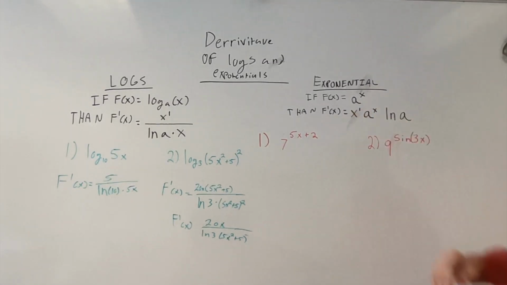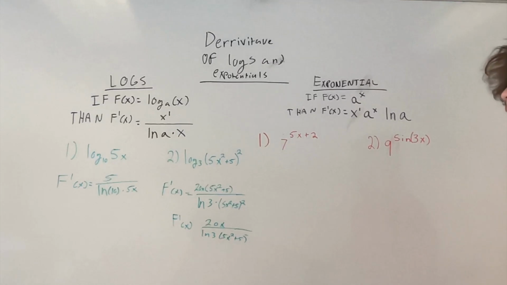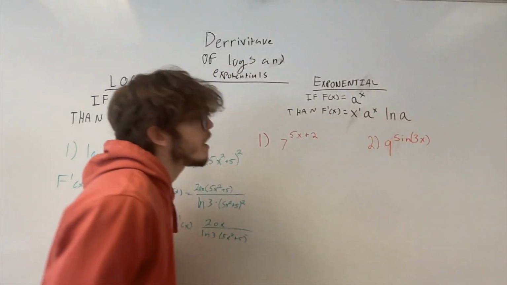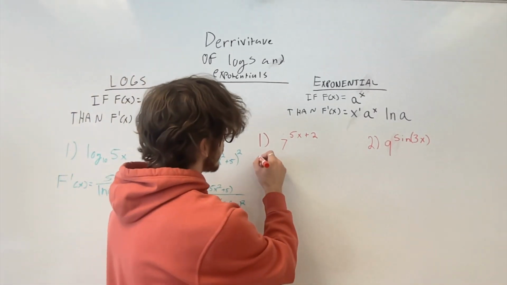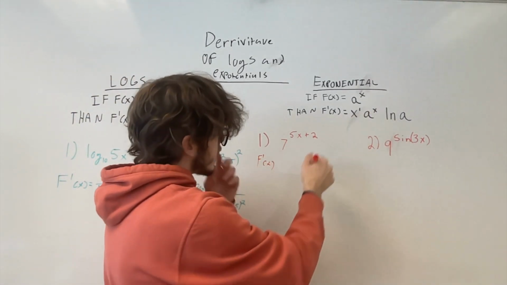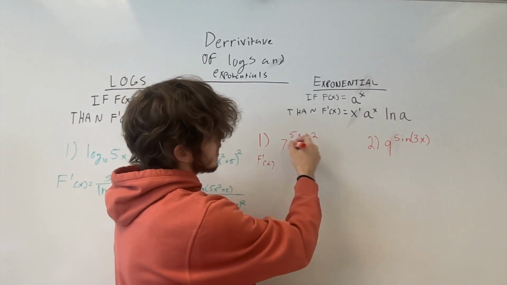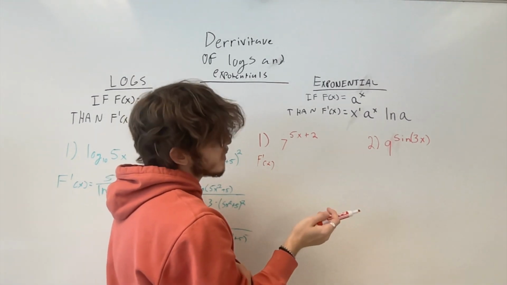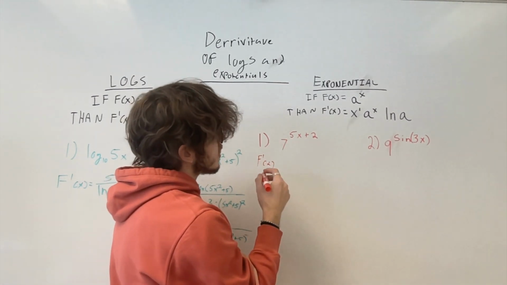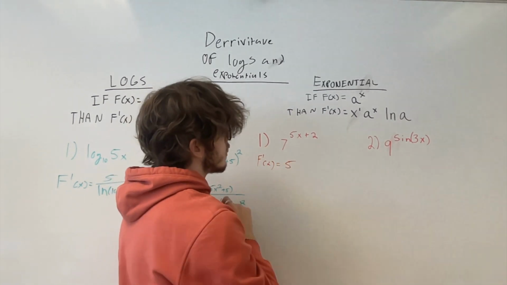So if f of x is equal to some value a to the x power, then the derivative of f of x is x prime times a to the x, times the natural log of a. So what does that mean? Let's take example 1. Let's fill it out for f prime of x. We need to take x prime, which in this case is the exponent, so we take the derivative. The 2 goes to 0, since any constant's derivative is 0. 5x is just going to be 5. So our first part here is 5.